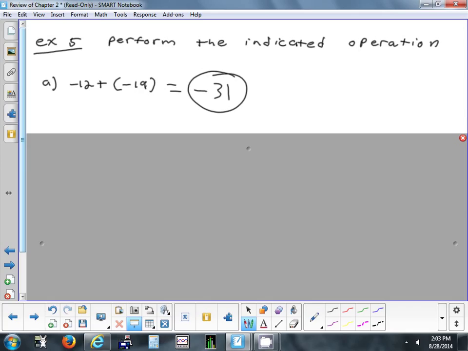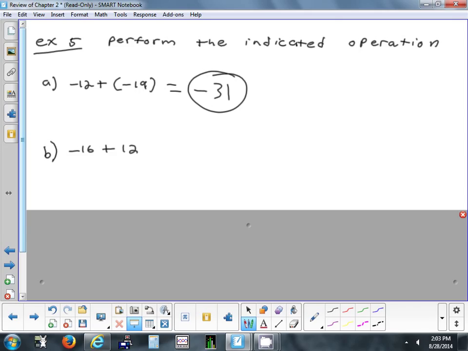You guys have been doing this a long time, so we're not going to spend forever. We're going to go right to the next type, which is adding numbers with different signs. Still only two numbers, so we don't have to worry about PEMDAS yet. But we're adding numbers with different signs.